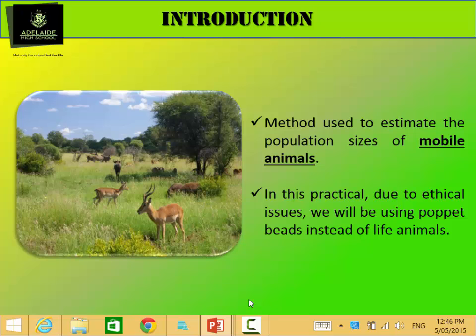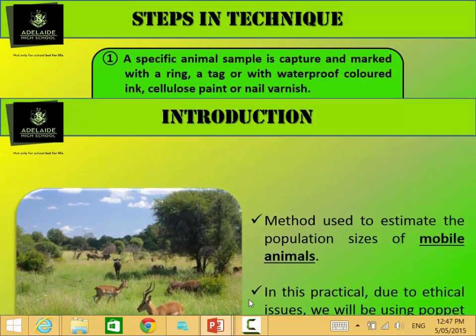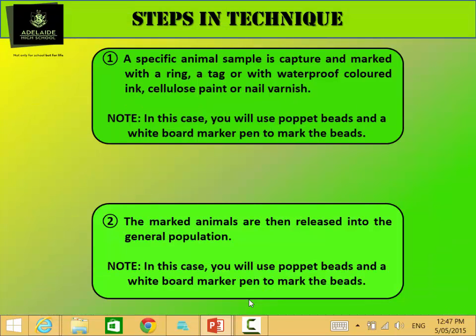So this is basically a method used to estimate the population sizes of mobile animals. The popper beads that you had just now were more or less mobile animals, just put it that way. But due to bioethical issues, we decided not to do that. We scrapped it and said we are going to use these popper beads instead. Now the steps in the technique, you have done it just now. I will put this PowerPoint on Daymap and you can have a look.